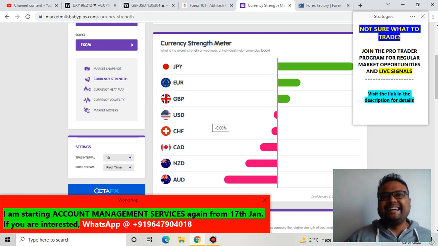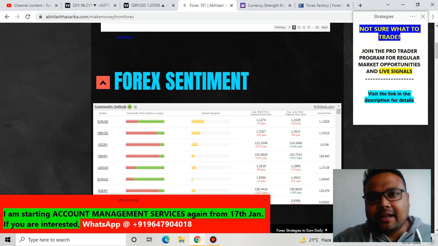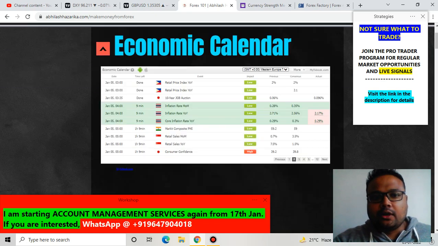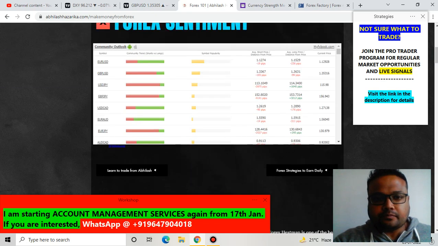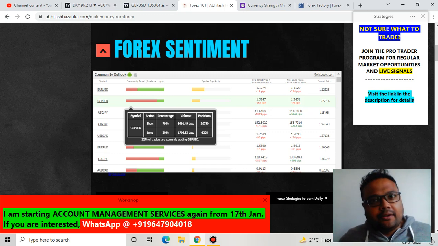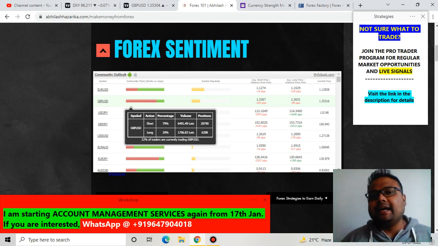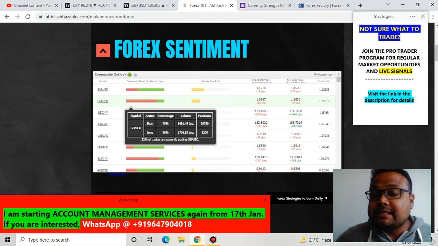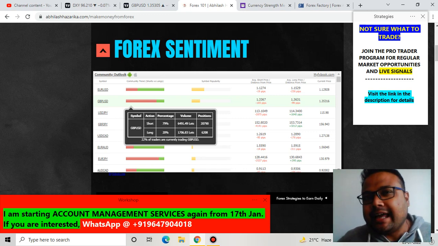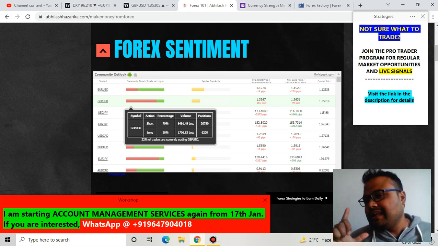Okay, and if you look at the Forex sentiment meter, which you will find on my website avilashajarika.com under the Forex 101 section, the Forex sentiment meter is telling us a different story. Here you can see that 79% are on the sell side and only 20% are on the buy side. So this is the sentiment of the retail traders. 79% of retail traders have taken sell positions and only 20% have taken buy positions.